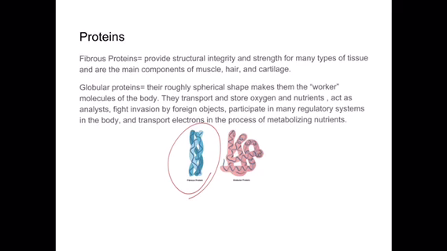And then there are globular proteins, and their roughly spherical shape makes them the worker molecules of the body. They transport and store oxygen and nutrients, act as catalysts, fight invasion by foreign objects, participate in many regulatory systems in the body, and transport electrons in the process of metabolizing nutrients. And those are seen here on the right, and you can tell that it's a more spherical shape.